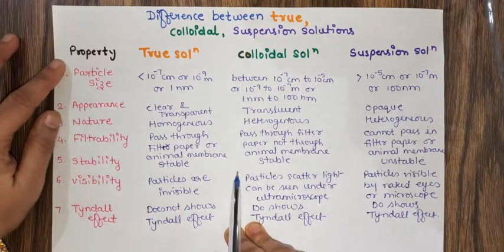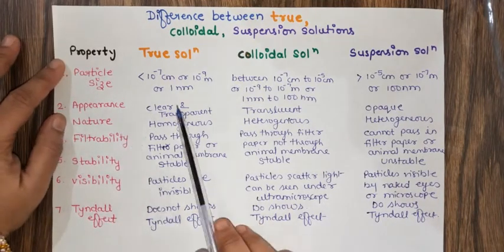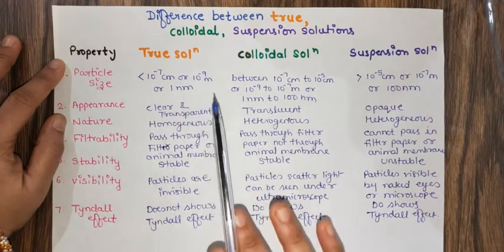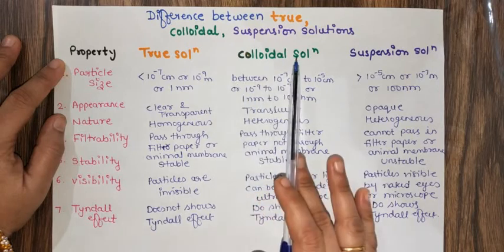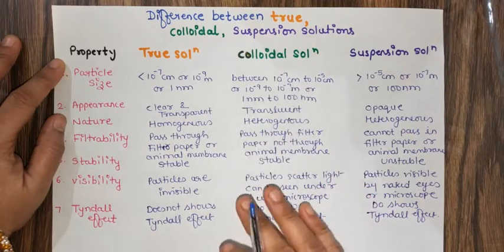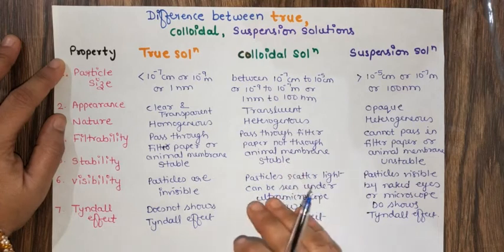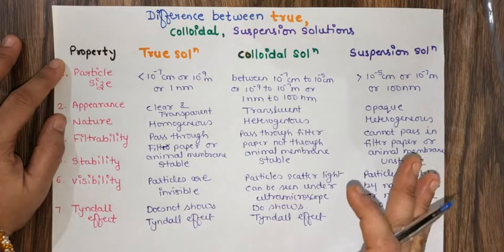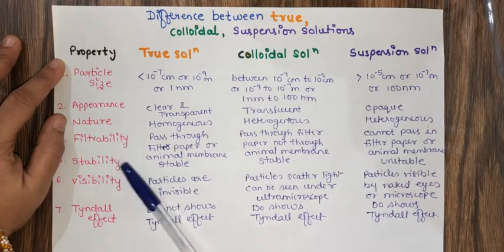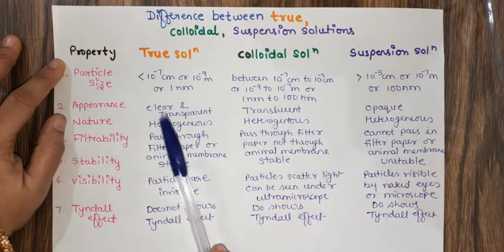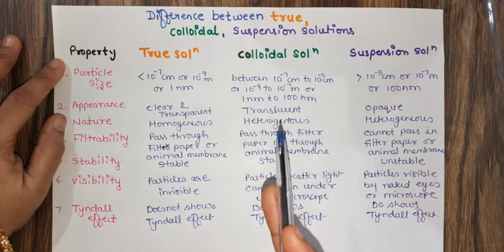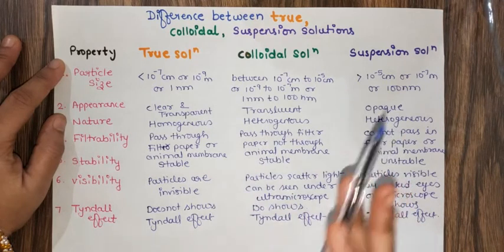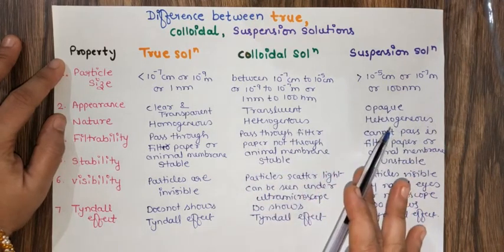If we see the appearance, a true solution appears clear, crystal and transparent. The colloidal solution is somewhat translucent. And a suspension is opaque, not very clear. As for the nature, a true solution is homogeneous, as I have told you, while colloidal solutions as well as suspensions are heterogeneous.